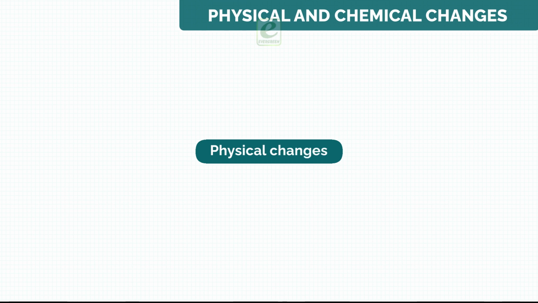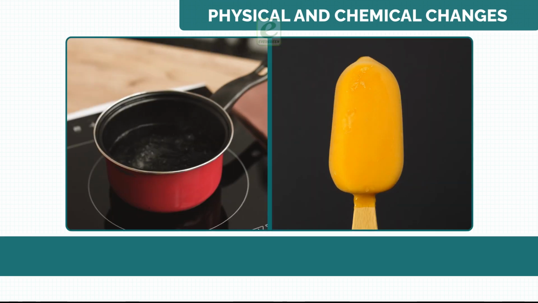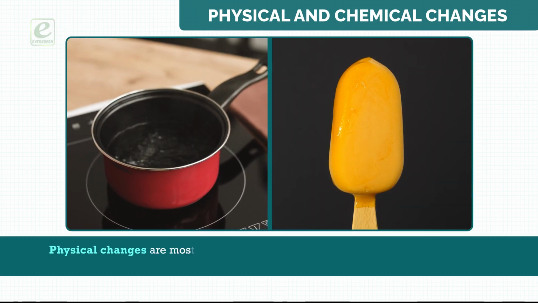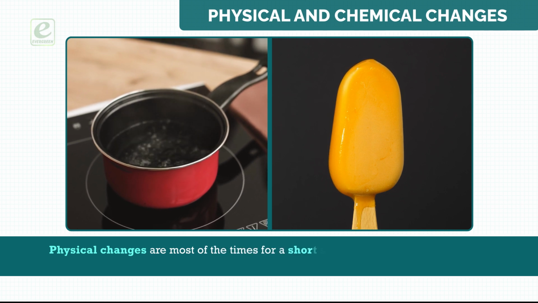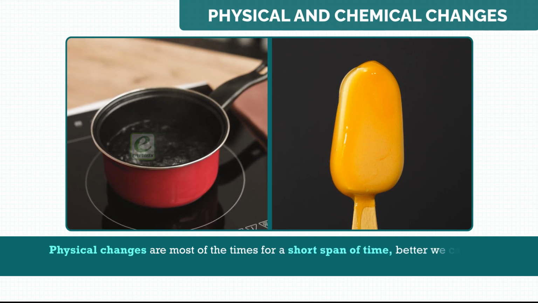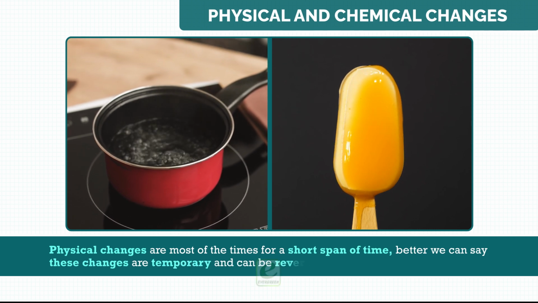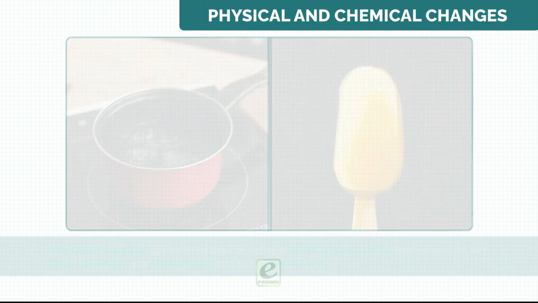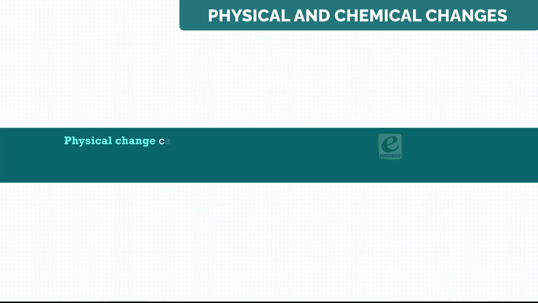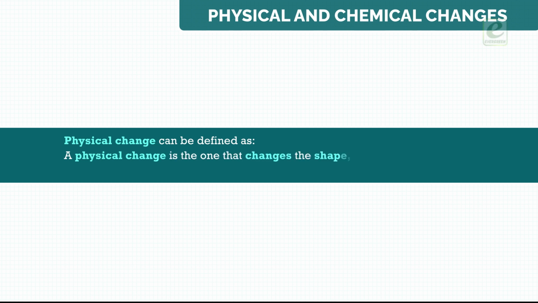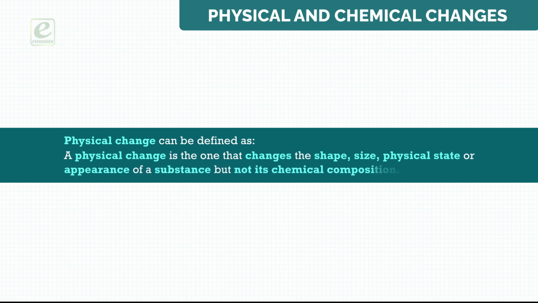Physical changes. Physical changes are most of the times for a short span of time. Better, we can say these changes are temporary and can be reversed. Physical change can be defined as: a physical change is the one that changes the shape, size, physical state or appearance of a substance but not its chemical composition.